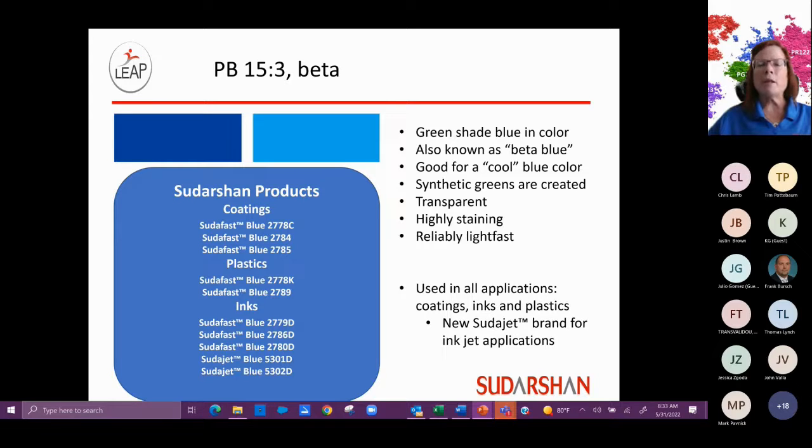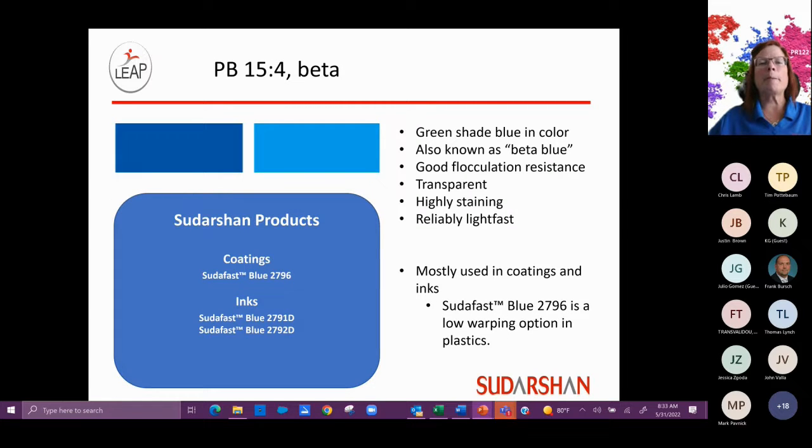Sudarshan recently launched last year our Sudajet brand for inkjet applications. So you've seen some of those products in the data that I showed earlier. So you can see, because they are used in multiple applications, our portfolio of Pigment Blue 15.3s is quite varied to be able to meet all of the application needs that are out there.